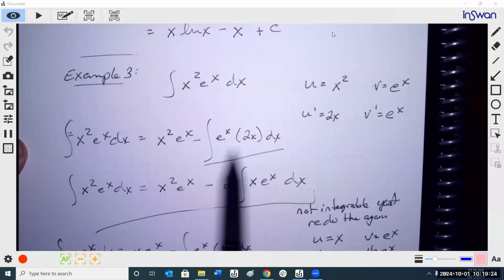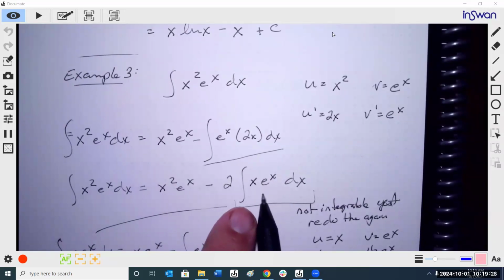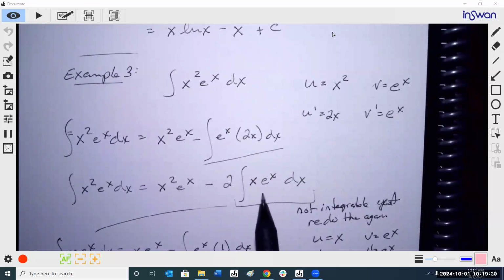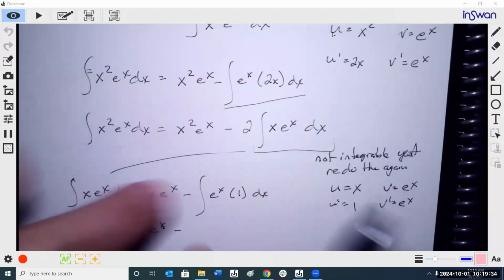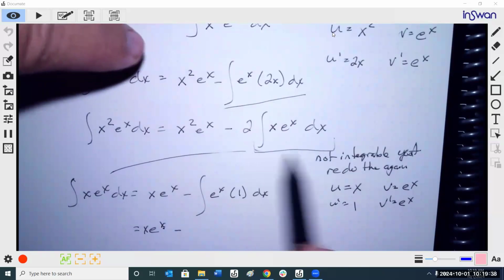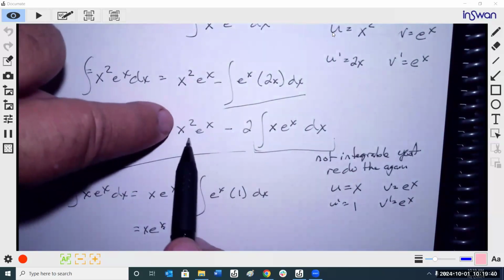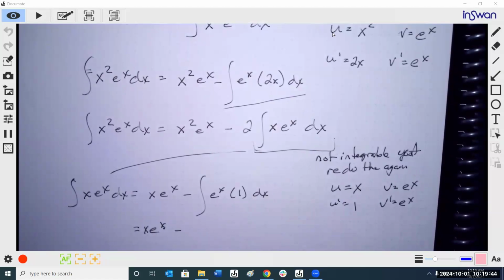Well, we can't take this integral first because it's not in an easy, simple form. We can't integrate this, so we have to do it again by parts. Right now, all we're doing here is this part right here. That's all we're doing, because then we'll incorporate everything. It's just that we may have to do it a couple of times.